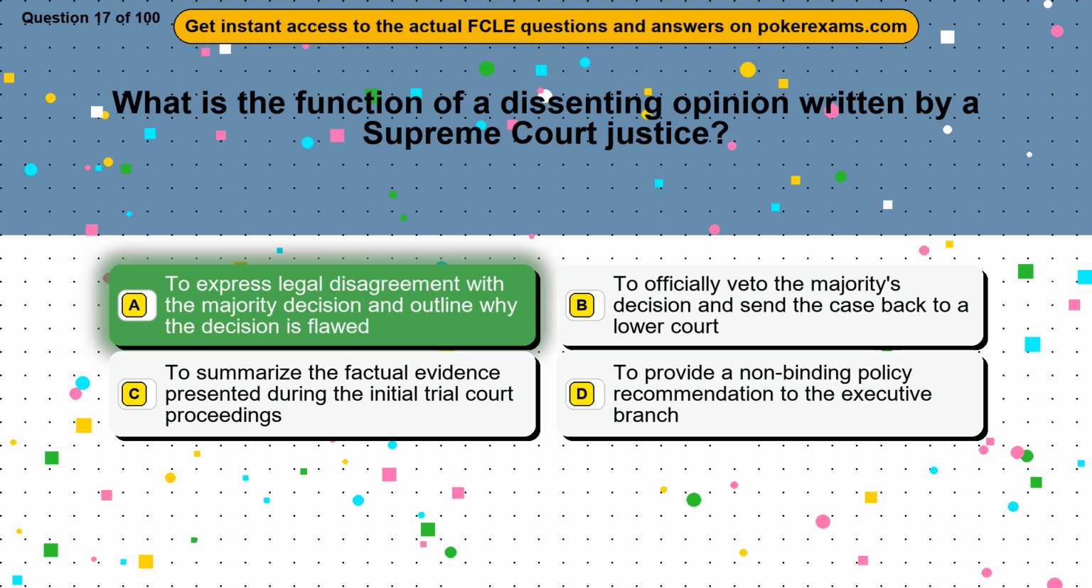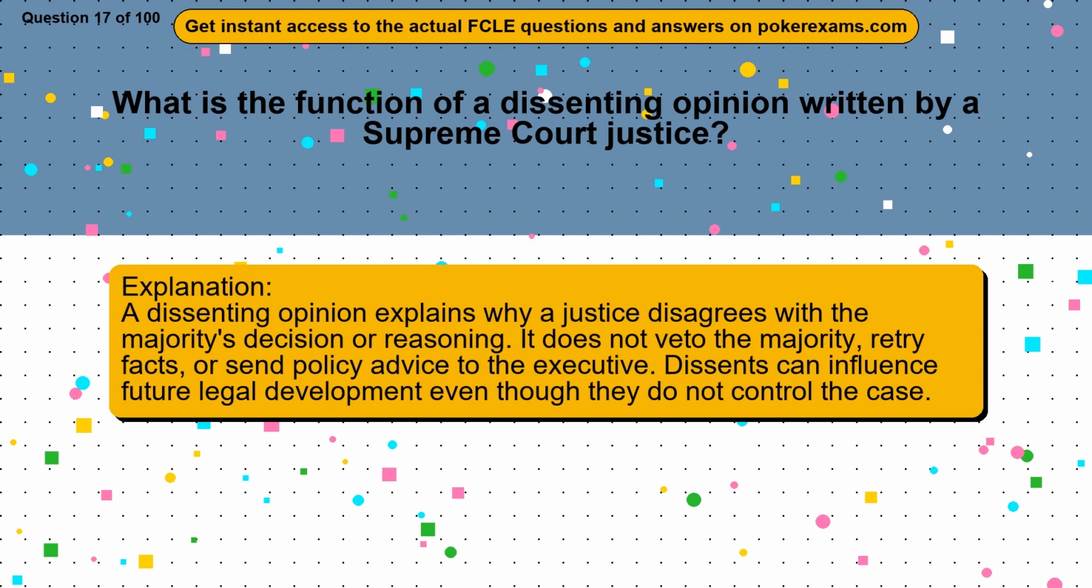The correct answer is option A, to express legal disagreement with the majority decision and outline why the decision is flawed. A dissenting opinion explains why a justice disagrees with the majority's decision or reasoning. It does not veto the majority, retry facts, or send policy advice to the executive. Dissents can influence future legal development even though they do not control the case.